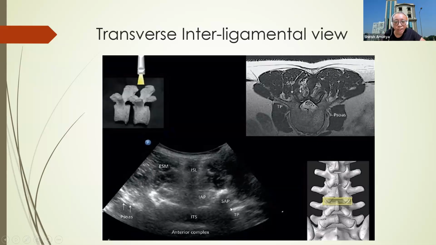So this is the transverse interligamental view for viewing the interthecal space, as well as to block the medial branches for the facet joint arthropathy.